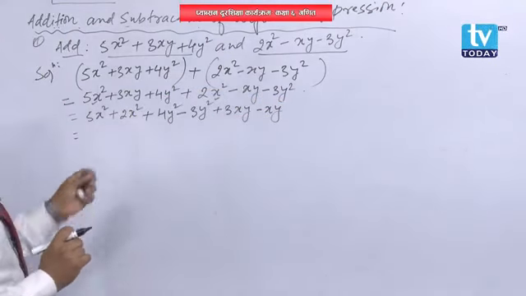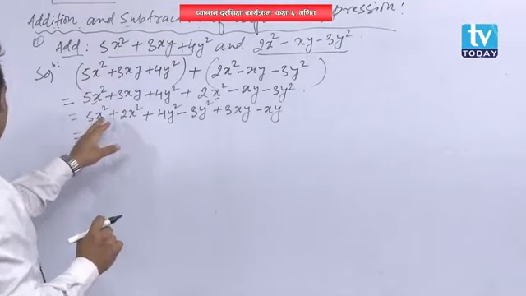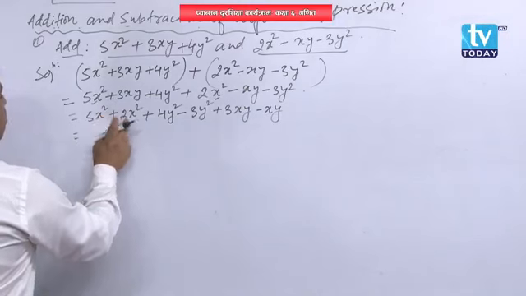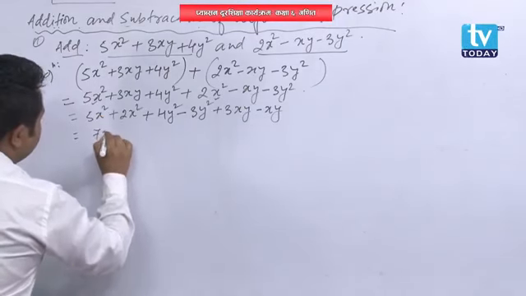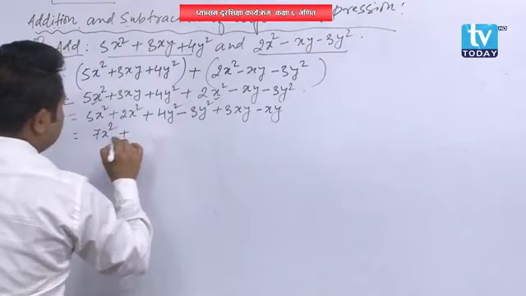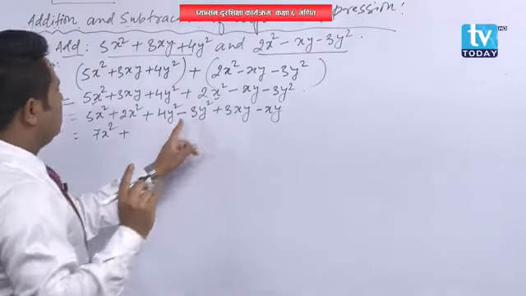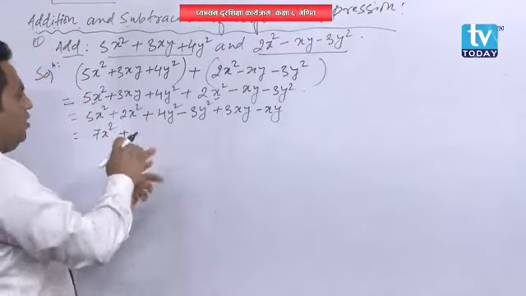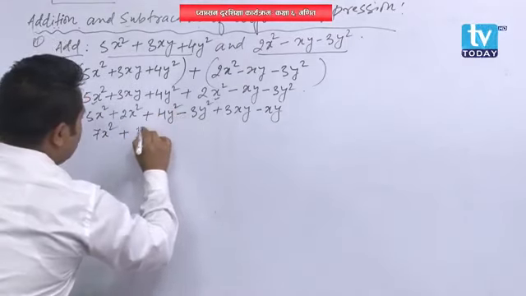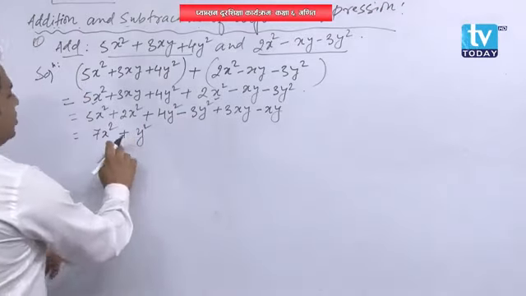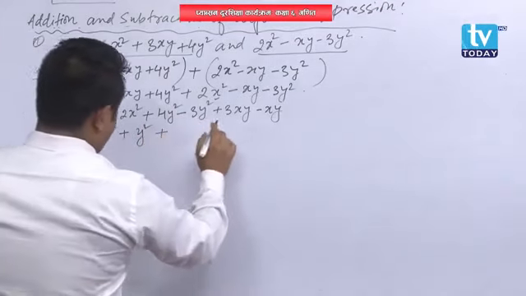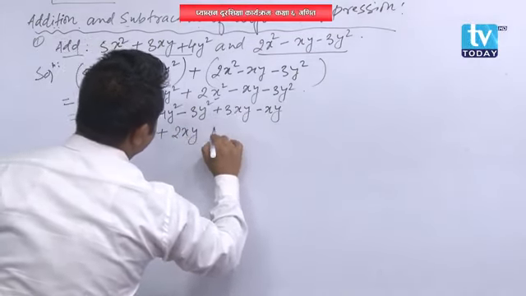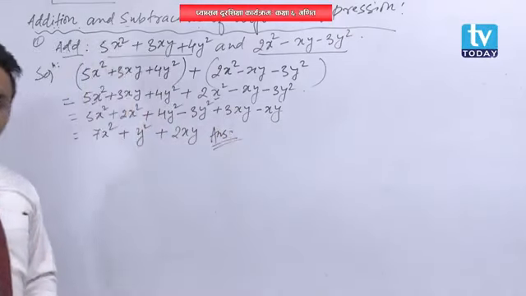Now, already we discussed that x square terms are both like terms. So you have to add only the coefficients. 5 + 2 = 7x² plus 4 - 3 = 1. If there is 1, then no need to write 1 in front of y square, so plus y square, plus 3 - 1 = 2xy. This is the answer. Is that clear? Understood this?